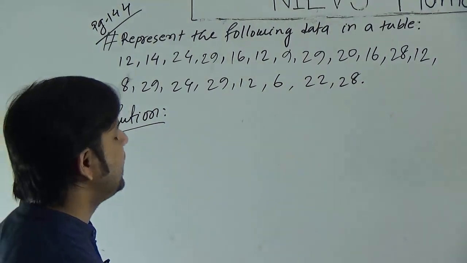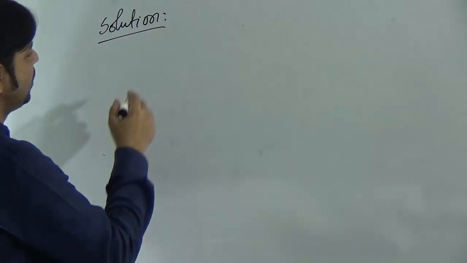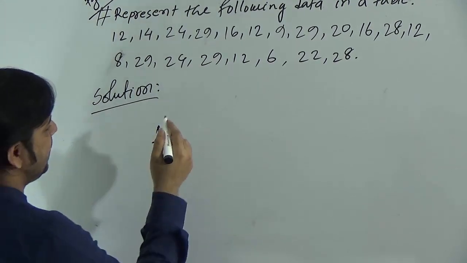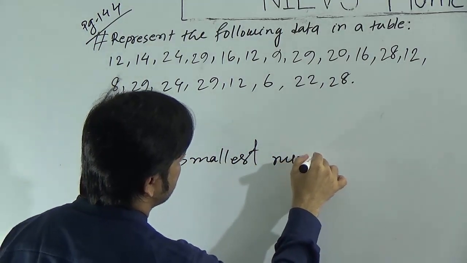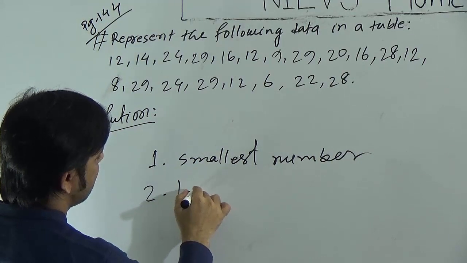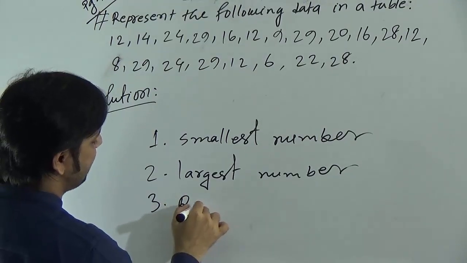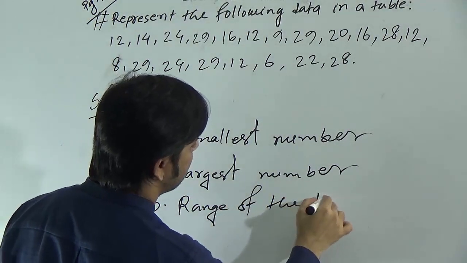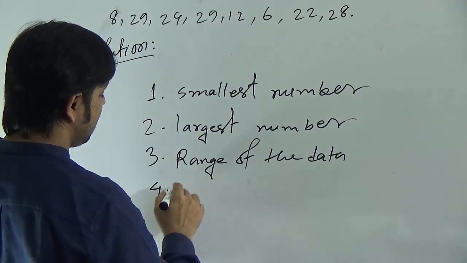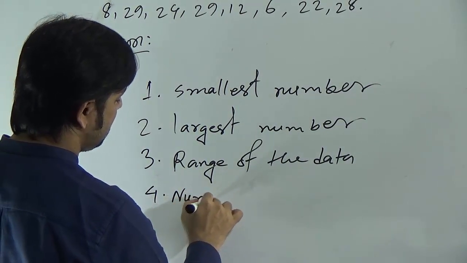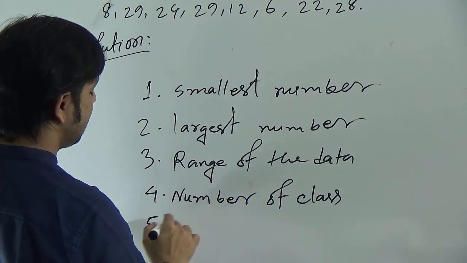To present data making some classes, we have to follow some steps. First, we have to find the smallest number. Then we have to find the largest number. Then we have to find the range of the data. And then we have to find the number of classes. To find the number of classes, we need the class interval.